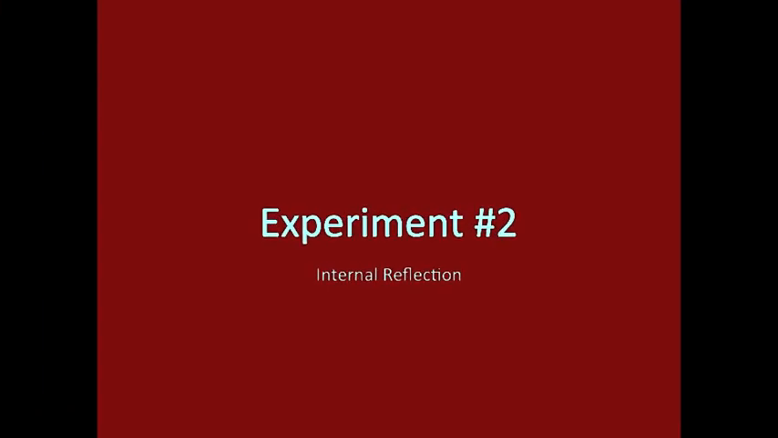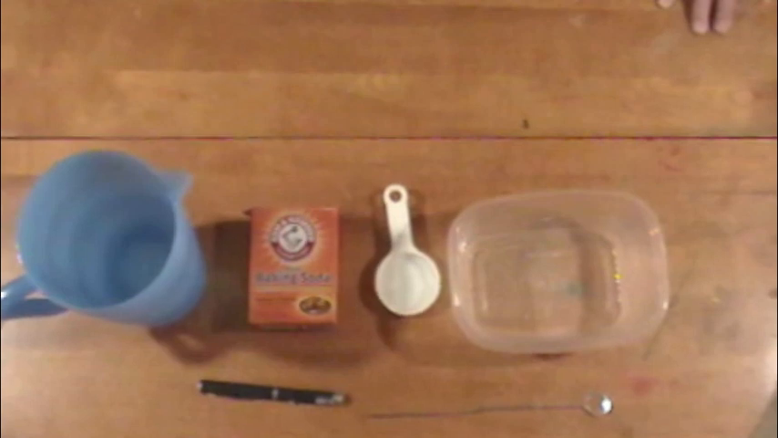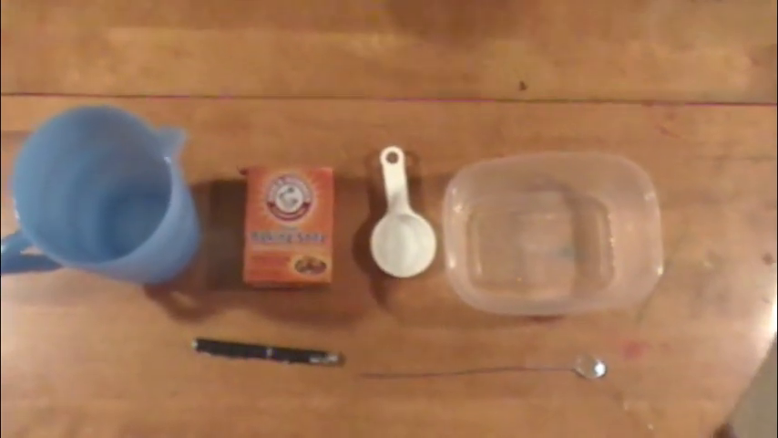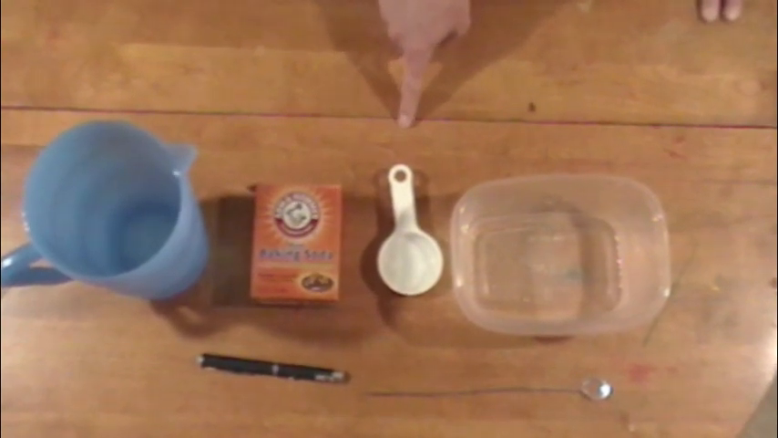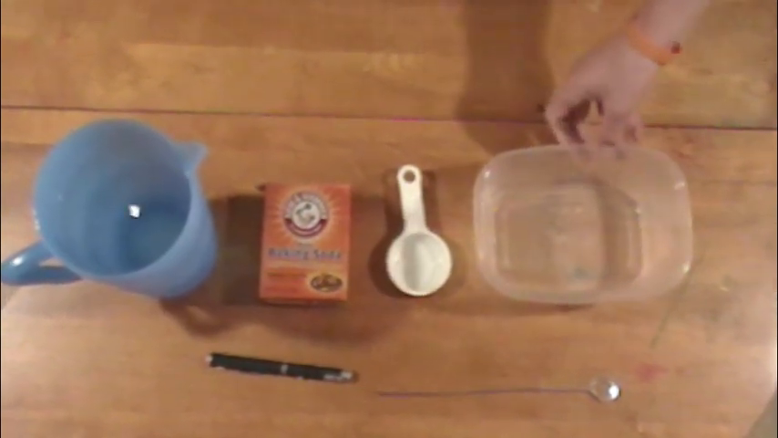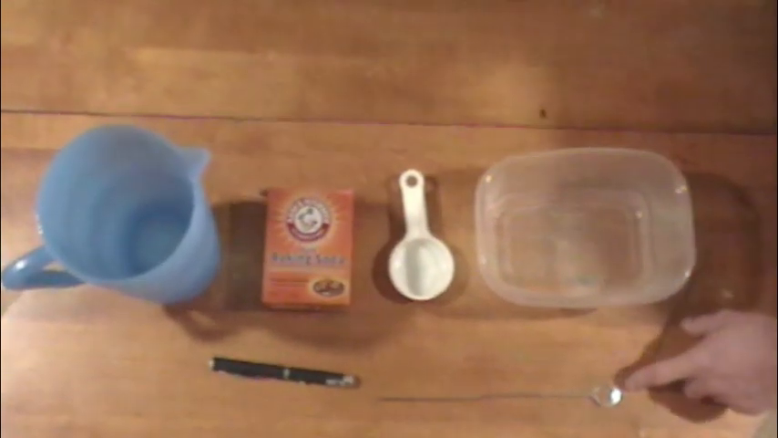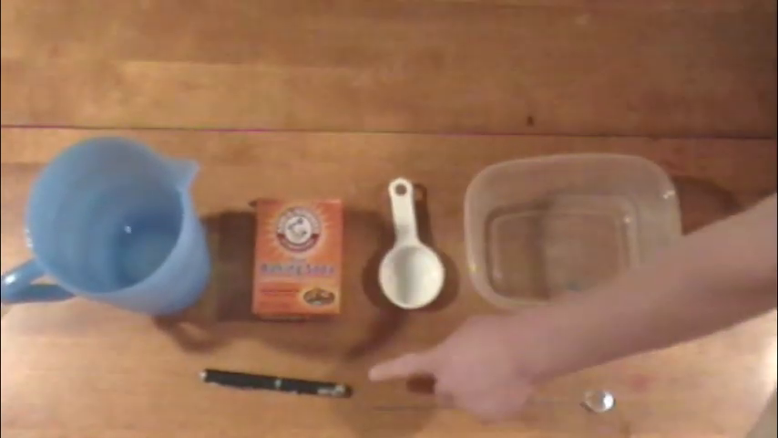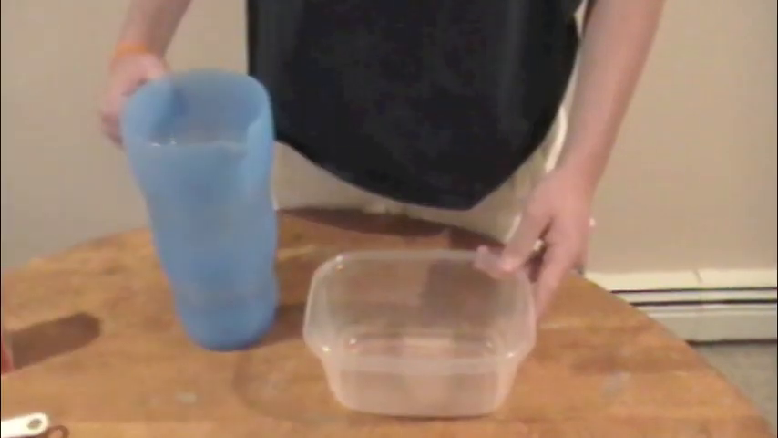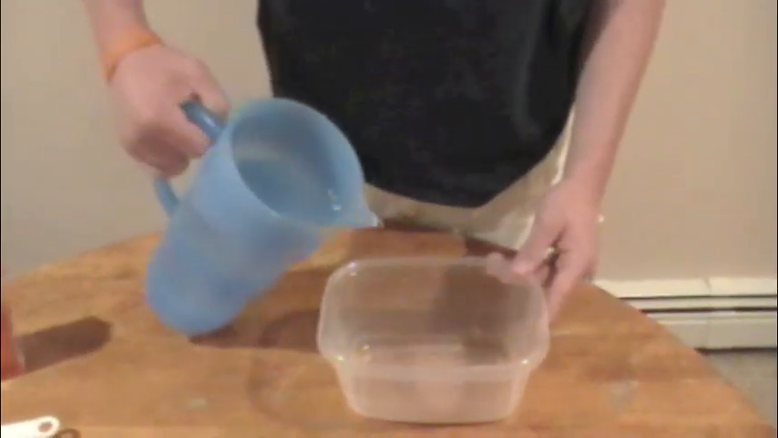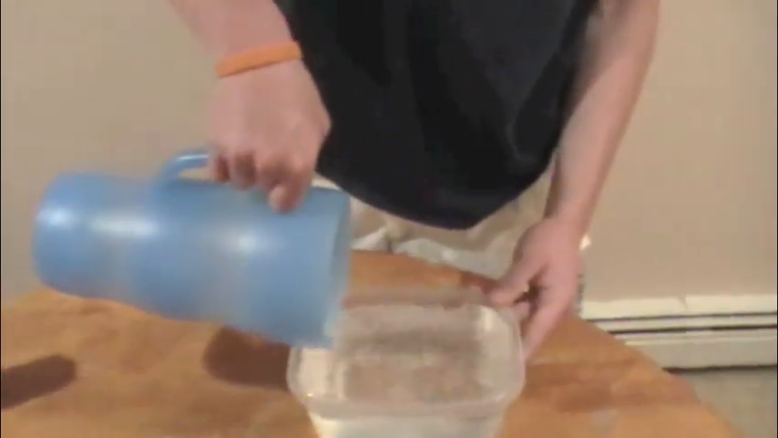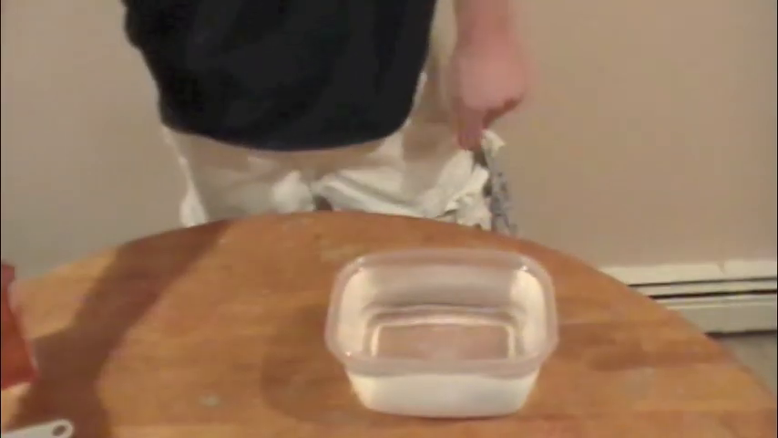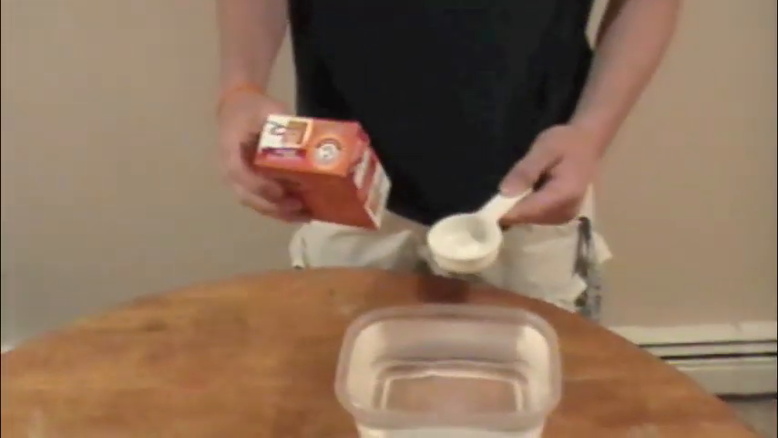Refraction experiment number 2, internal reflection. For the experiment, you will need a pitcher of water, baking soda, a measuring cup to measure the baking soda, a container, a stirring rod, and a laser. Put your water into the tub. Measure 1/4 of a cup of baking soda.